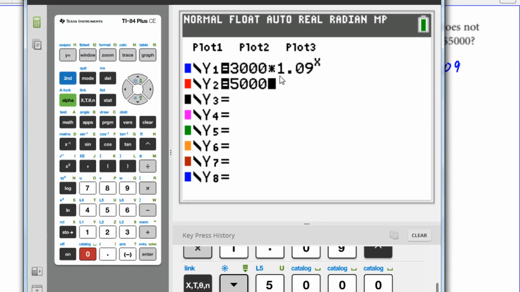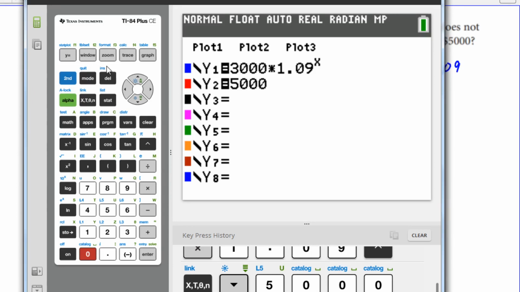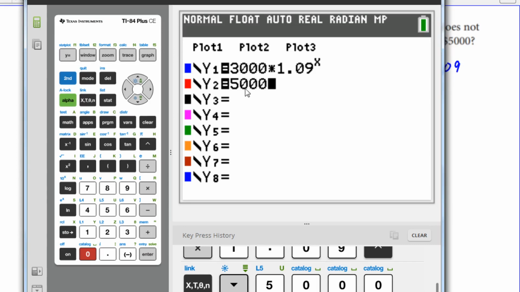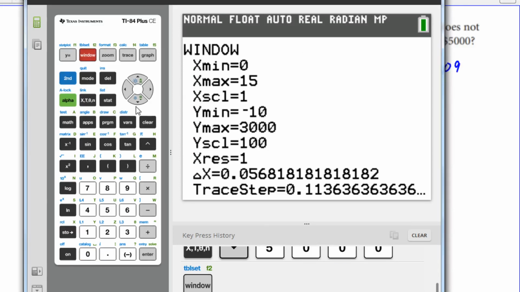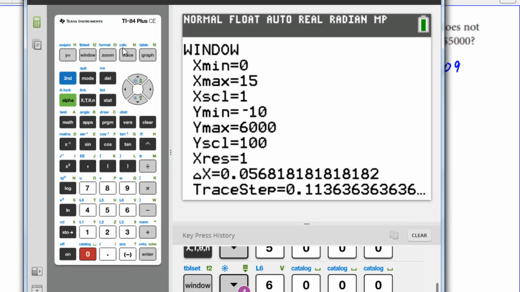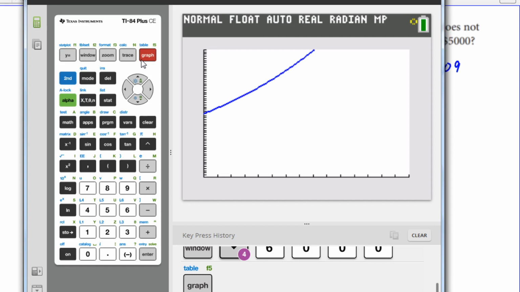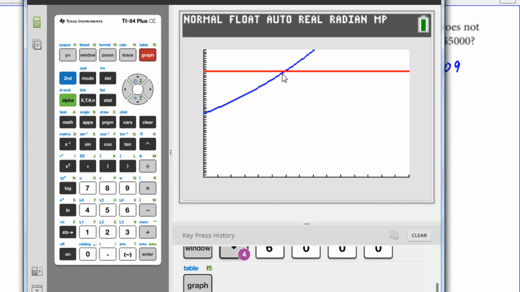So 5,000. And it's going to be pretty much the same thing. We have a window already set up, but we need to have our Y max at least 5,000. So if I go to a window here, I'll leave X max the same. I hope that's long enough. And Y max, we need at least 5,000. So I'm going to make this 6,000 instead. And see how that works out. Okay, we graph. Okay, that looks good.